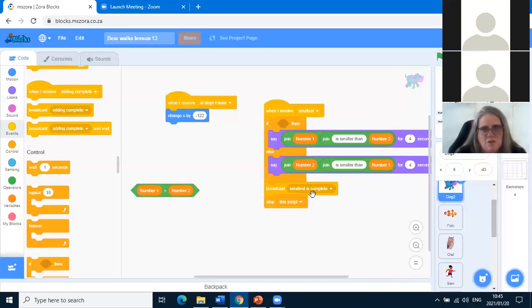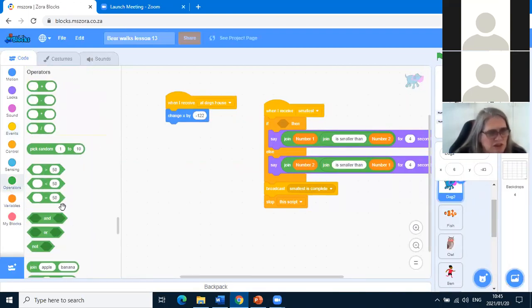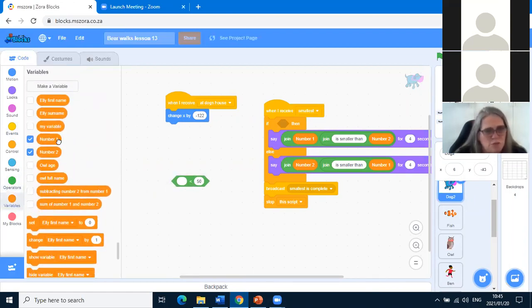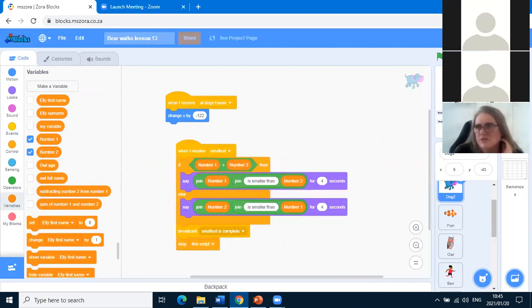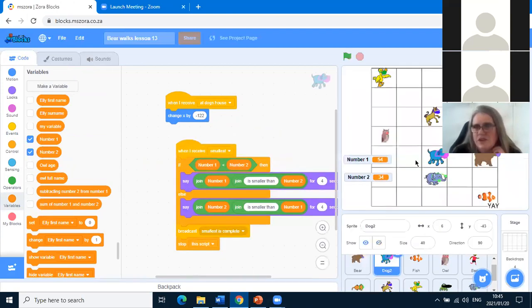Well, let's go and fix up our calculation here because we're not going to use this one. We're going to use another operator, which is a less than. And then we're going to slot in the variable small. If number 1 is smaller than number 2, then we say number 1 is smaller than number 2. Otherwise, we'll say number 2 is smaller than number 1. And there it is. Finish, just like that. And there's cat saying, dog saying his piece there.